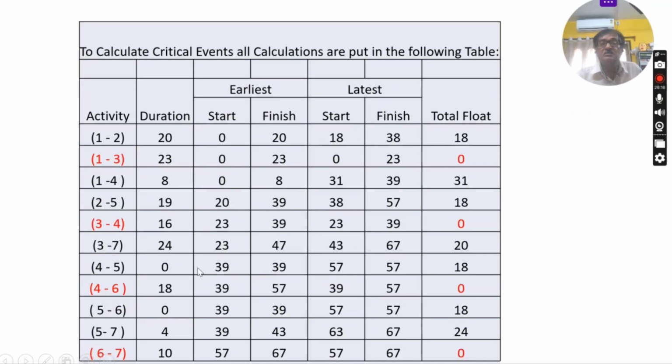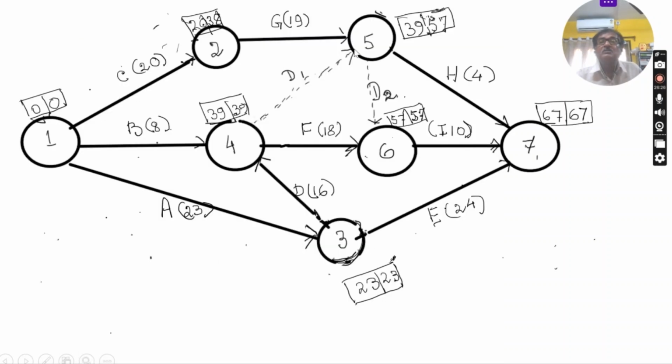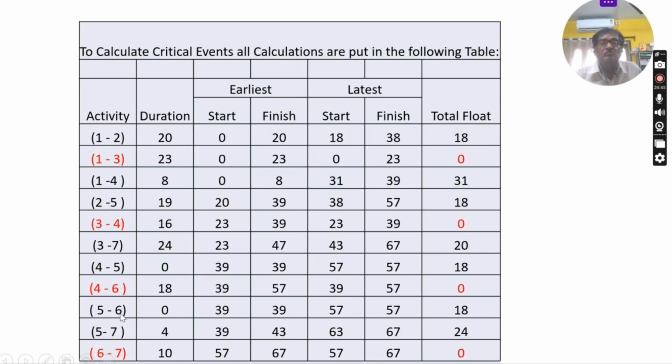For 4-5, the earliest start time is 39 and the latest finish time is 57. Now say 6-7: the earliest start time is 57 and the latest finish time is 67. In this way, you will put all the values into this table.